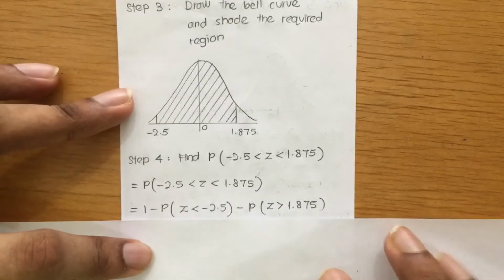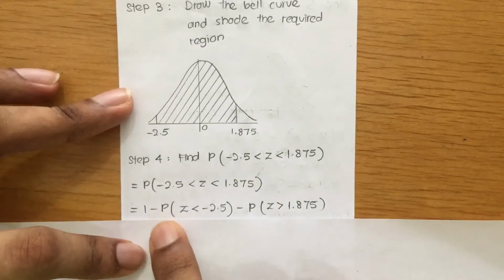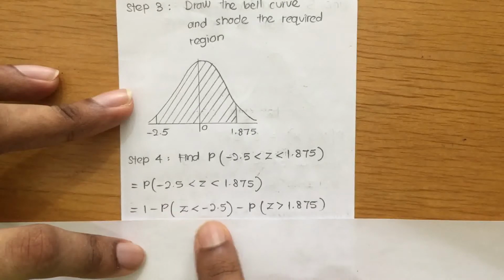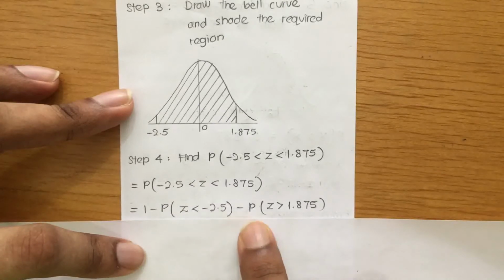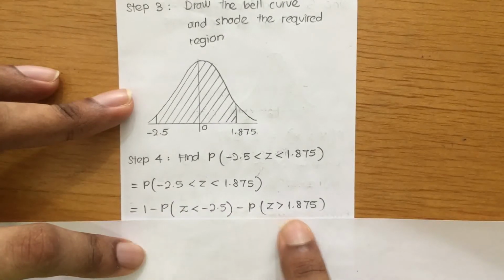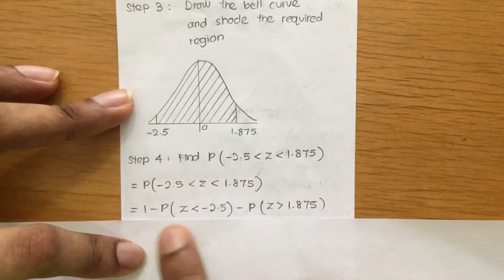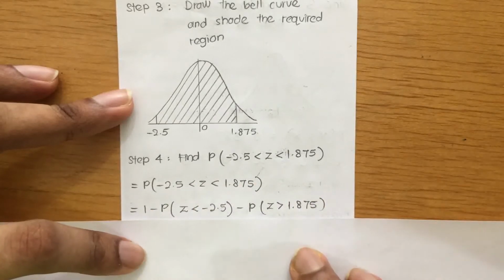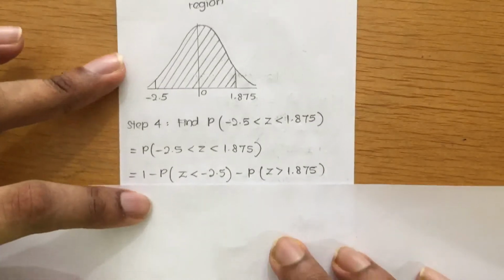In this case, you take 1 minus the probability of z less than negative 2.5, minus the probability of z more than 1.875. How is this calculation possible? Let me show you the diagram now.